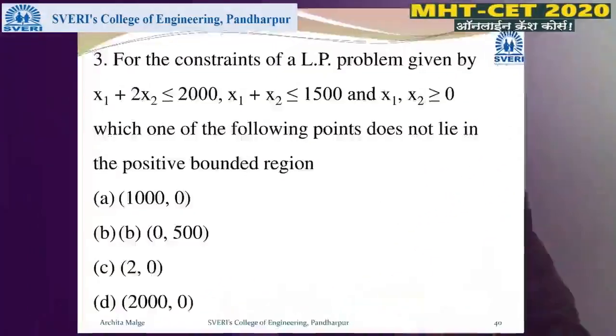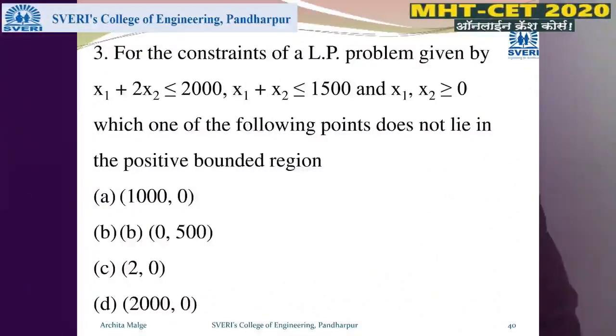For the constraints of linear programming given by x1 plus 2x2 is less than or equal to 2000, x1 plus x2 is less than or equal to 1500, and x1, x2 are greater than or equal to 0, which one of the following points does not lie in the positive bounded region? Here options are given.